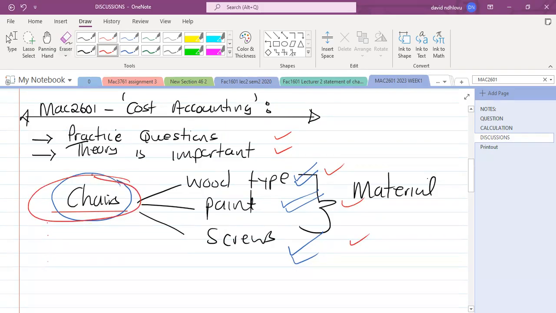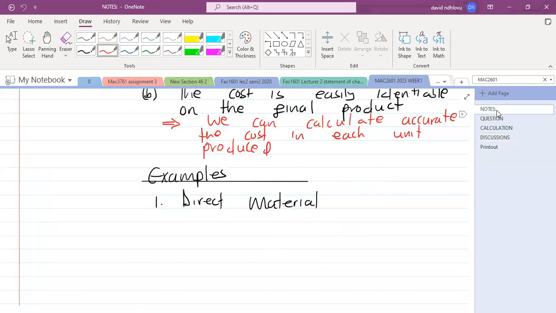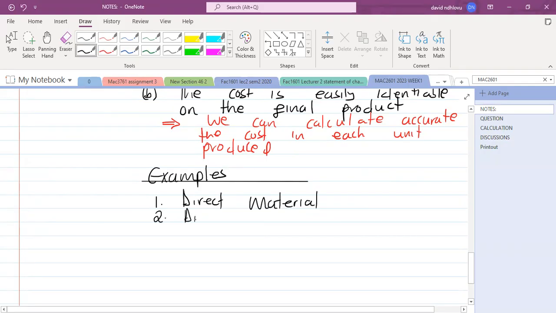Right, so for most intents and purposes, we are saying that material is a direct cost, because we buy it for a specific product. Right, you see, all right, let's give another example. We then have direct labor.